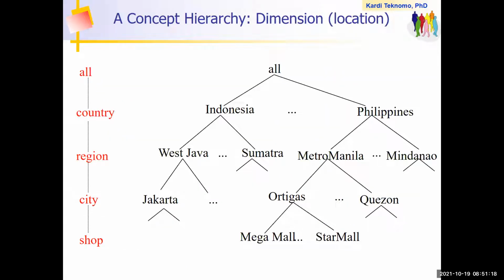Okay, so this is an example of a dimension of location. When we say hierarchy, look at the concept of hierarchy. We start with all countries, and then we can drill down to a certain country, for example, Indonesia only. From here you can go to the region, for example, East Java, West Java, and then go down to the name of the city, and then the name of the shop, and so on.